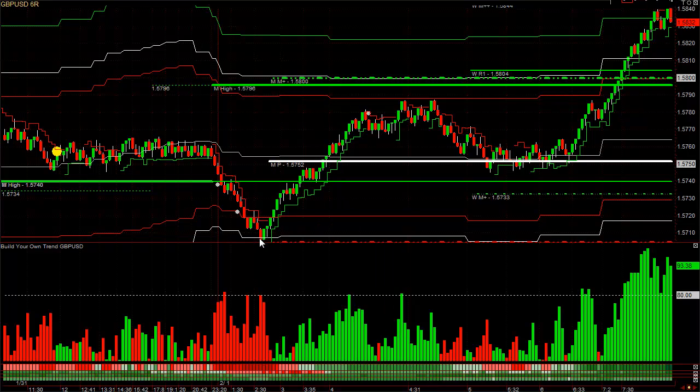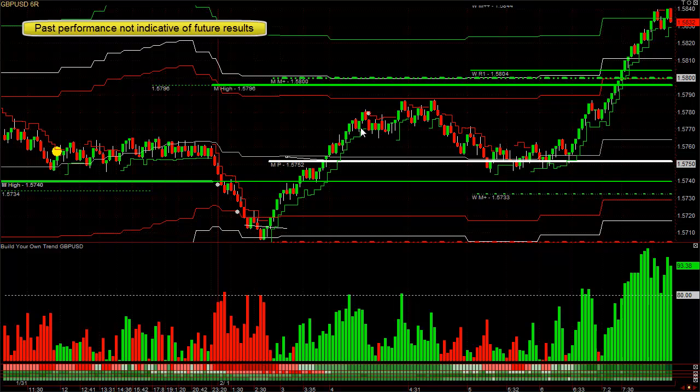This is one of those areas where it's very likely to reverse. You can see it also came up and found resistance at a monthly pivot, hourly moving average right here. When it broke above right here, you can go long, and it went up 20 pips.